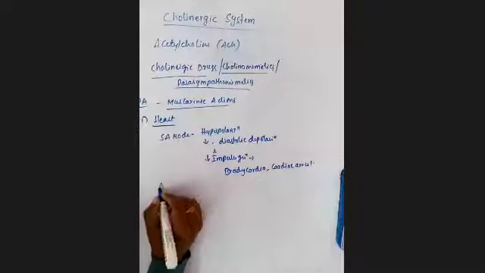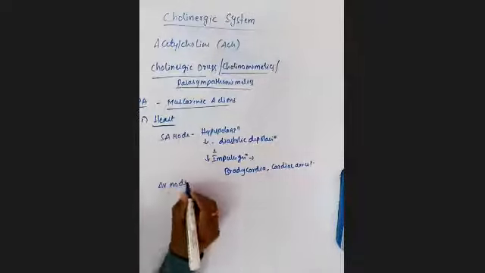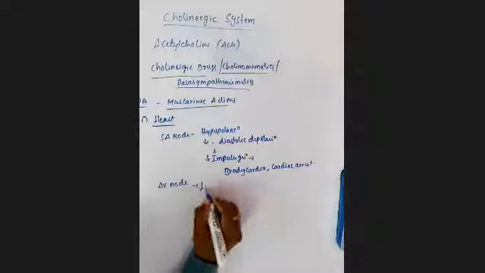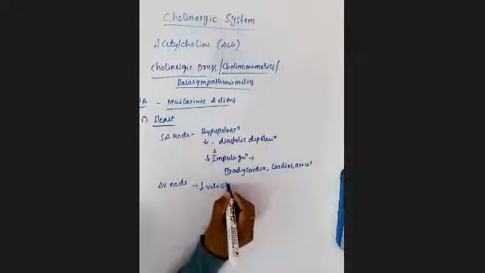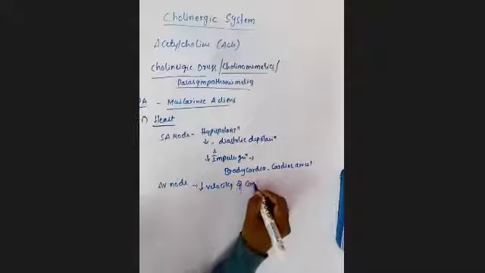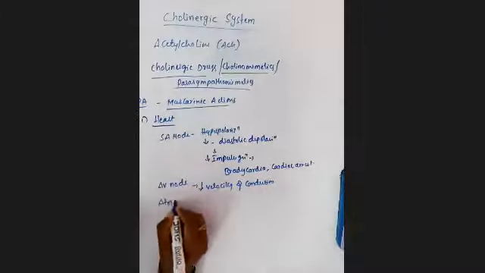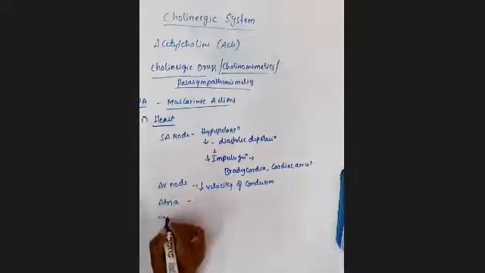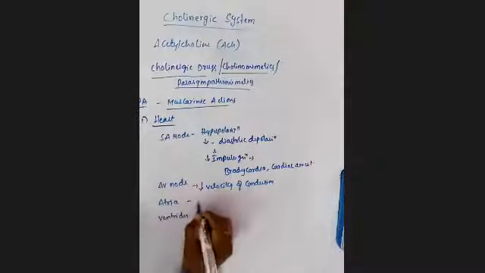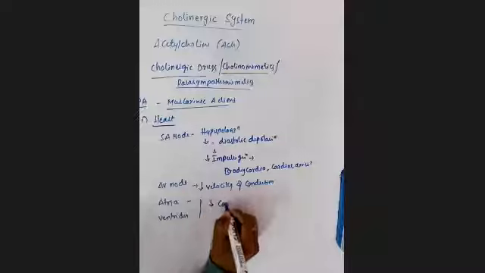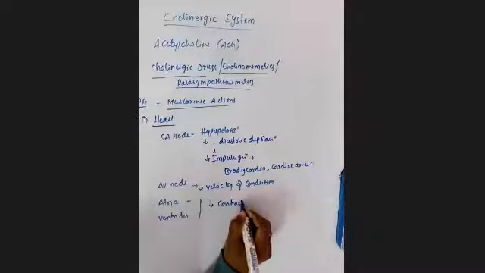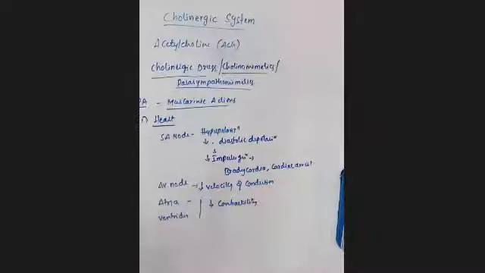Okay, next one: it is present in the AV node also, right? It is decreasing the velocity of conduction, and it is also present in the atria and in the ventricles. Both, it is going to decrease the contractility, right? So this is regarding the heart.